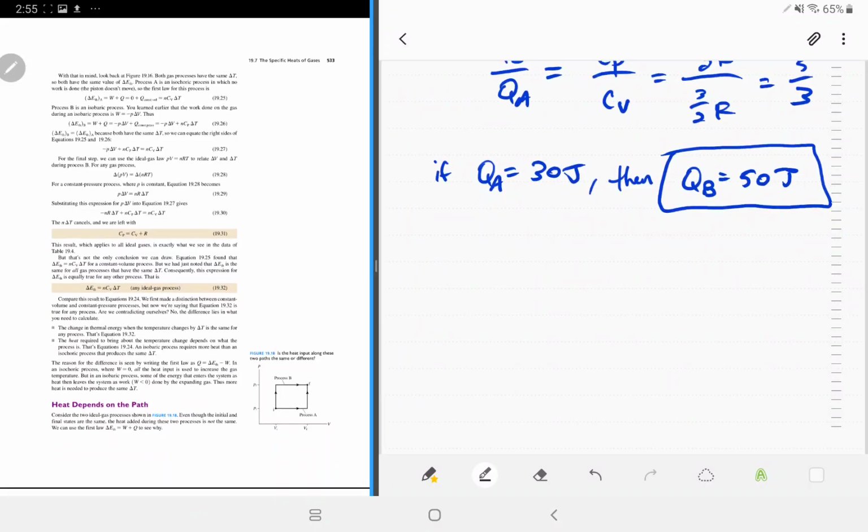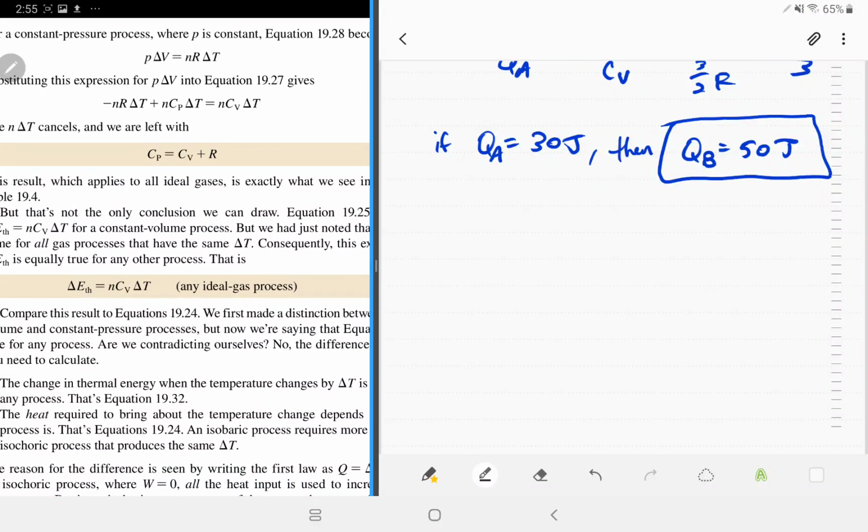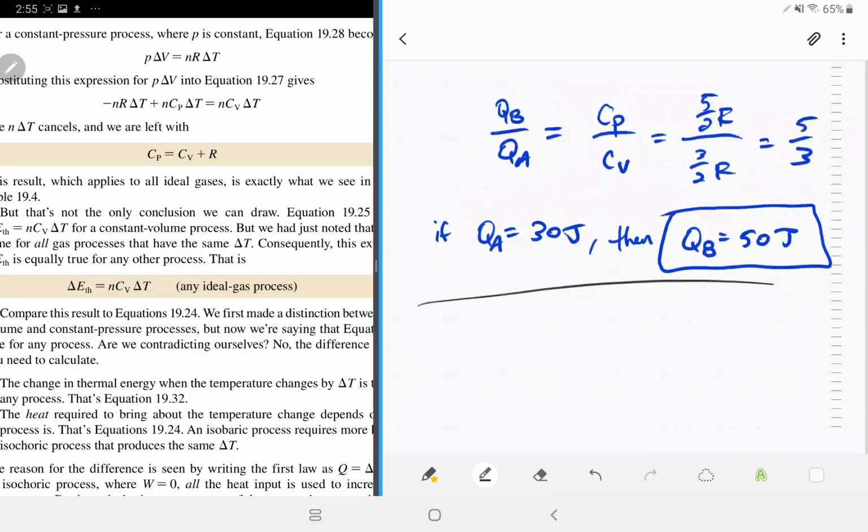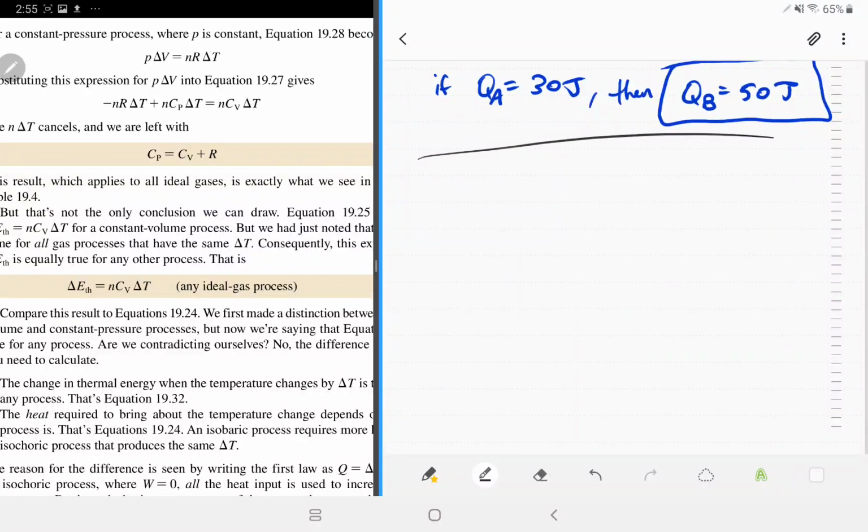Okay, before, so this is an important point right here. So even before thermal process, I want to mention one fact.